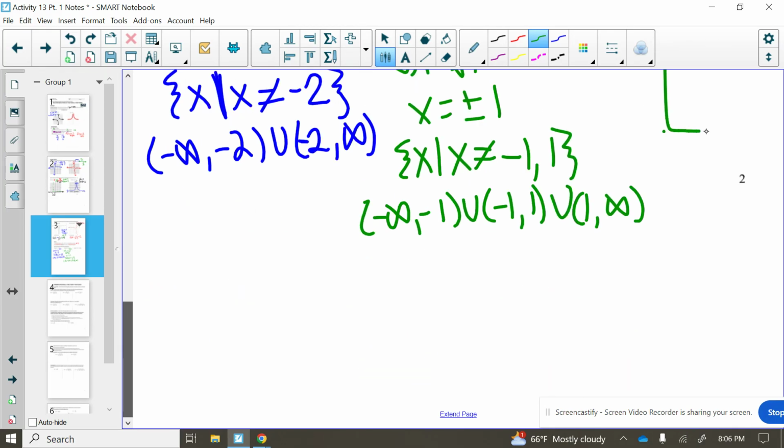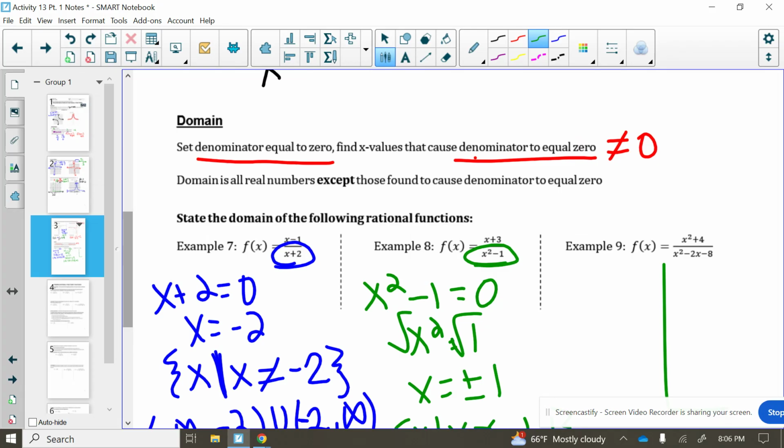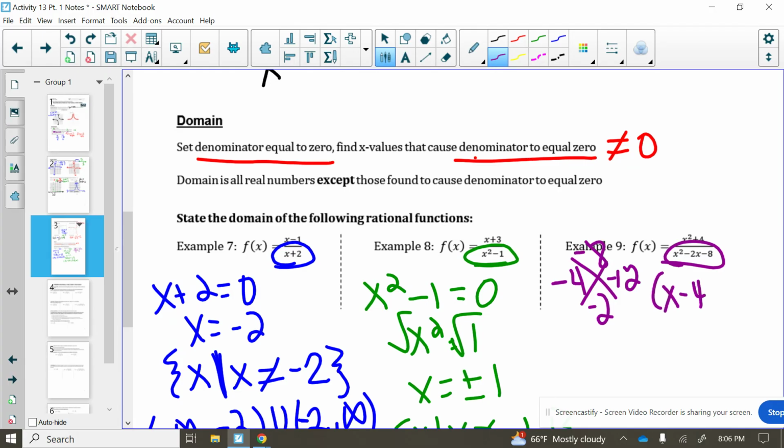Last but not least, if we set this denominator piece equal to 0, we see on here what multiplies to be negative 8 and adds to be negative 2. Well, that's going to be negative 4 and positive 2. So x minus 4 and x plus 2. Each are going to have to get set equal to 0.